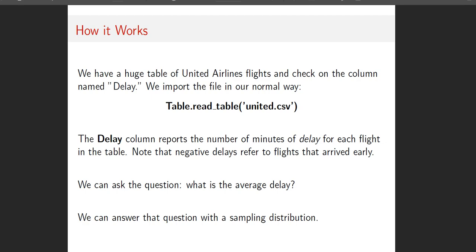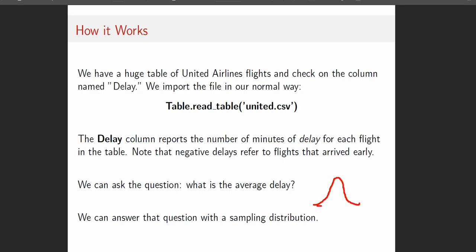So we have this huge table called united.csv, and the delay column is the number of minutes delay for each flight in the table. And again, we have thousands of flights in this table. And so we can ask the question, what's the average delay? Again, what we want to do is repeatedly take samples of the same size, take those averages, and we'll get this bell-shaped distribution.